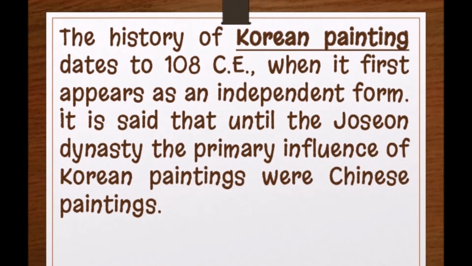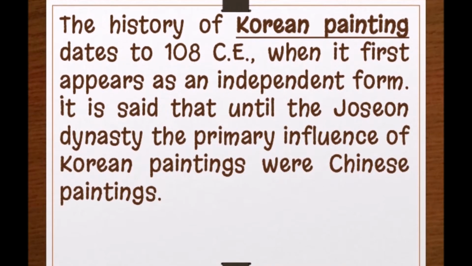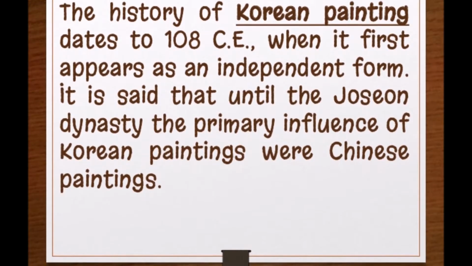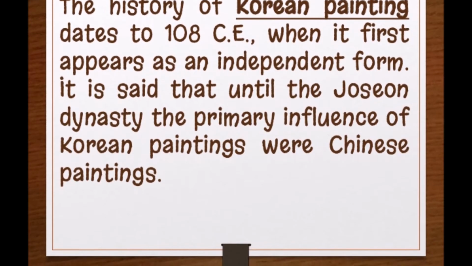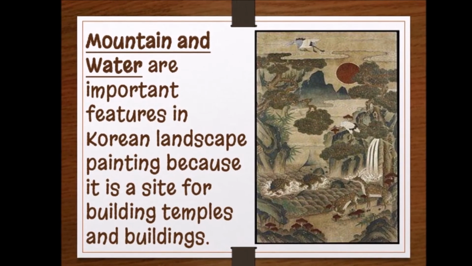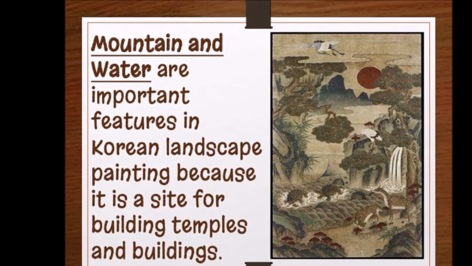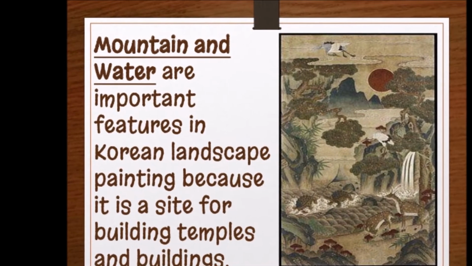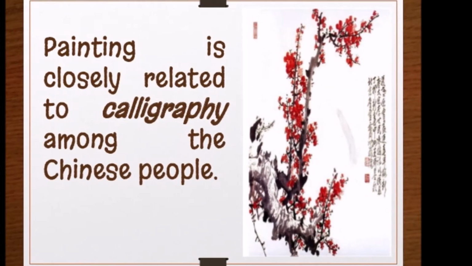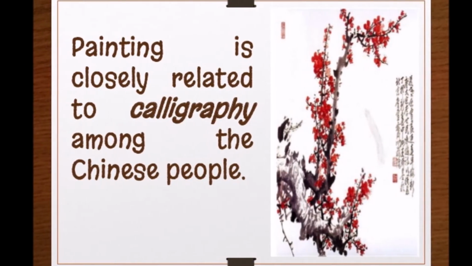The history of Korean painting dates to 108 CE, when it first appears as an independent form. It is said that, until the Joseon dynasty, the primary influence of Korean paintings were Chinese paintings. Mountain and water are important features in Korean landscape painting because for them, it is a site for building temples and their own buildings.